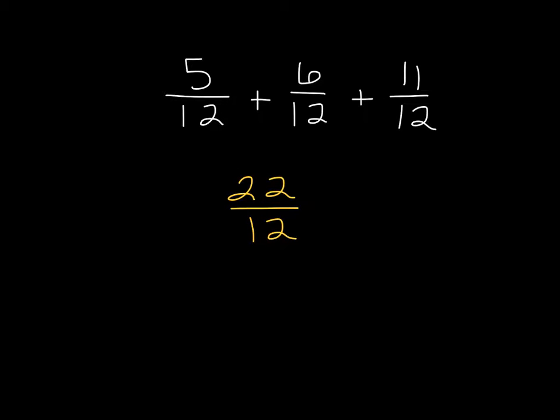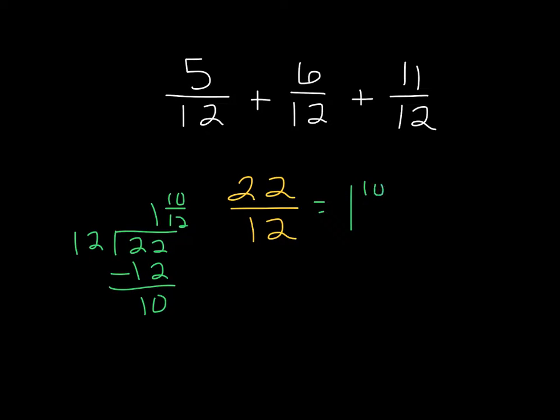which now needs to be changed to a mixed number because it is improper. So 12 goes into 22 one time. We have a remainder of 10. So 1 and 10 over 12. And 10 and 12 can both be divided by 2. So our final answer is actually 1 and 5 over 6.